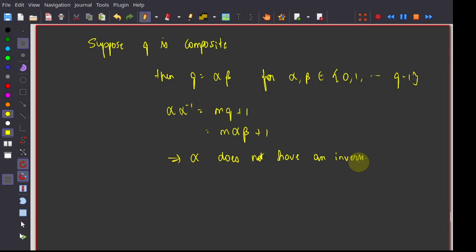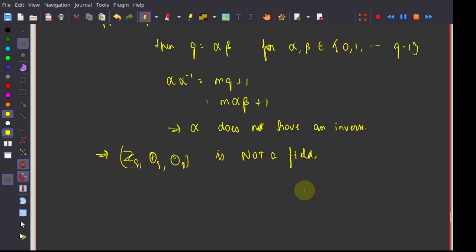So this is if Q is composite. So if Q is composite, then ZQ is not a field. I'll just leave it as homework.